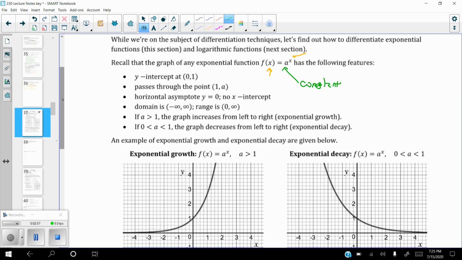The domain of an exponential is all real numbers. Any x value that you want to use will work. The range, however, goes from 0 to infinity. Notice the parentheses around the 0, meaning we are not including the 0. That's because, again, that's where the horizontal asymptote is. This thing will never touch 0.